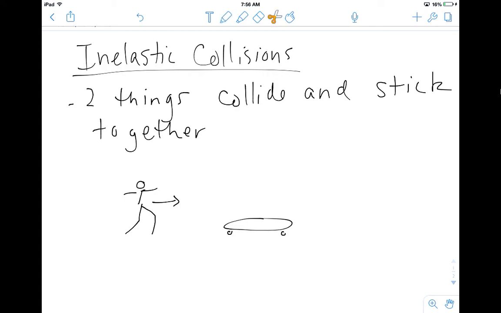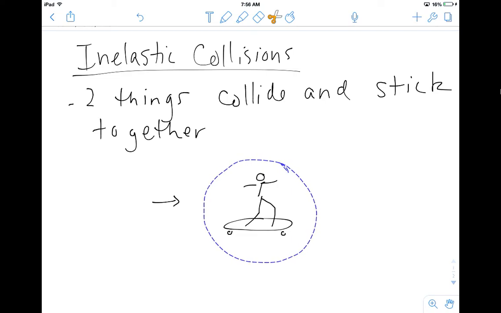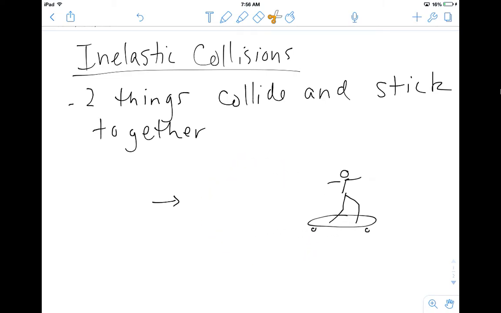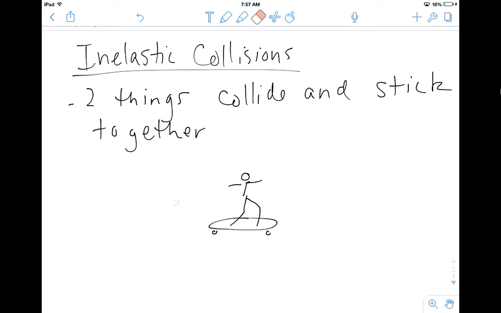And so if you're running and you're moving along and suddenly you jump onto the skateboard, well, now all of a sudden what's going to happen is that the original two things are now going to move as one. So what I did is I went from having two things moving with their own mass and their own velocity to one thing moving together. So this would be a really good example of an inelastic collision. It would be my skateboarder example.